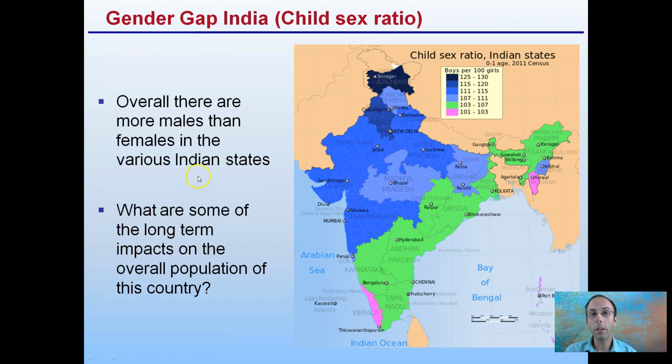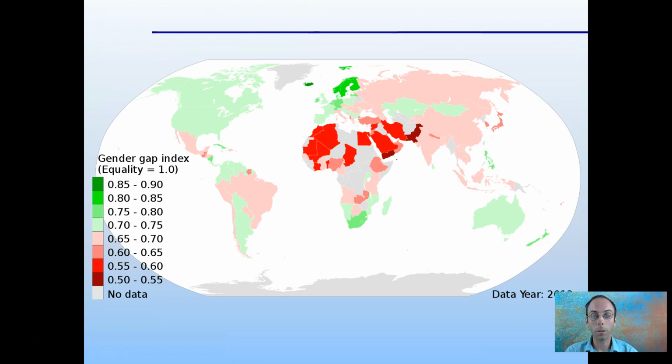The gender gap in India, the child sex ratio: overall there are more males than females in various Indian states, particularly in the northern area, where there can be as many as 125 to 130 males to 100 females. What are some of the long-term impacts on the overall population of this country? So in a country that has this many more males than females, how is this going to impact different areas? That's something we need to think about. And when there's a gender gap, these are some of the questions that are generated about the impacts it can have on that country in the long term.